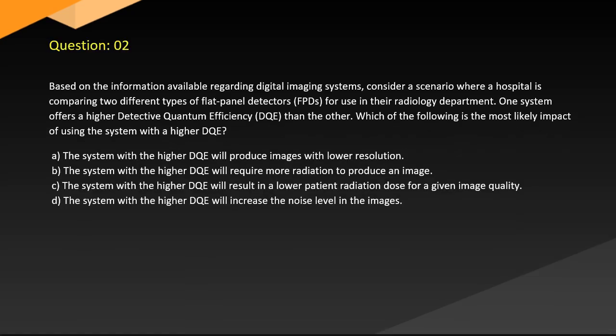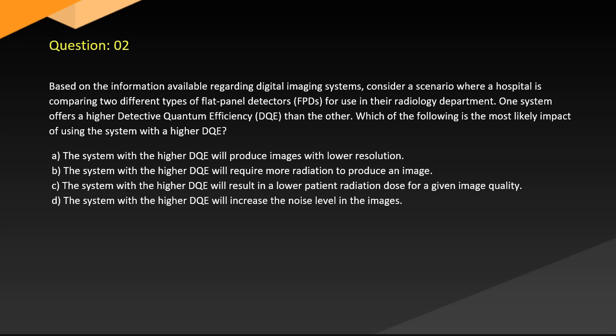Question 2. Based on the information available regarding digital imaging systems, consider a scenario where a hospital is comparing two different types of flat panel detectors (FPDs) for use in their radiology department. One system offers a higher detective quantum efficiency, DQE, than the other. Which of the following is the most likely impact of using the system with a higher DQE?